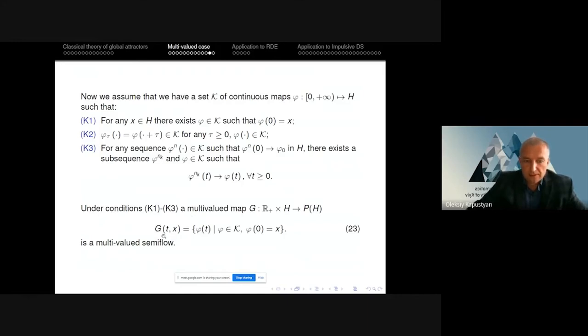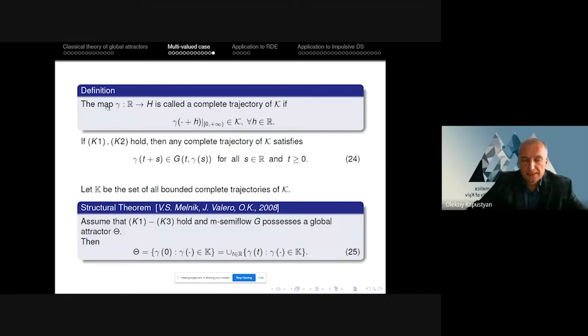And under these assumptions, if we consider the multivalued semiflow G according to this formula, then G is in fact a multivalued semiflow. And for such a semiflow, we can speak about the structure of the global attractor. In fact, we can introduce the notion of complete trajectory through this embedding. And of course, if our assumptions K1 and K2 hold, then any complete trajectory satisfies the classical property characterizing a complete trajectory. And the structural theorem guarantees that if assumptions K1, K2 and K3 hold and the multivalued semiflow possesses a global attractor theta, then theta consists of points lying on bounded complete trajectories.